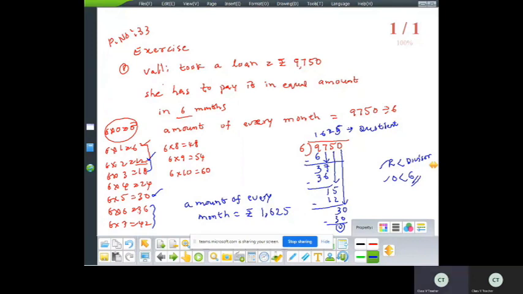This is the solution of question number 1. In our class tomorrow, I will start the second problem. We will see these remaining problems in the next class, that is tomorrow.